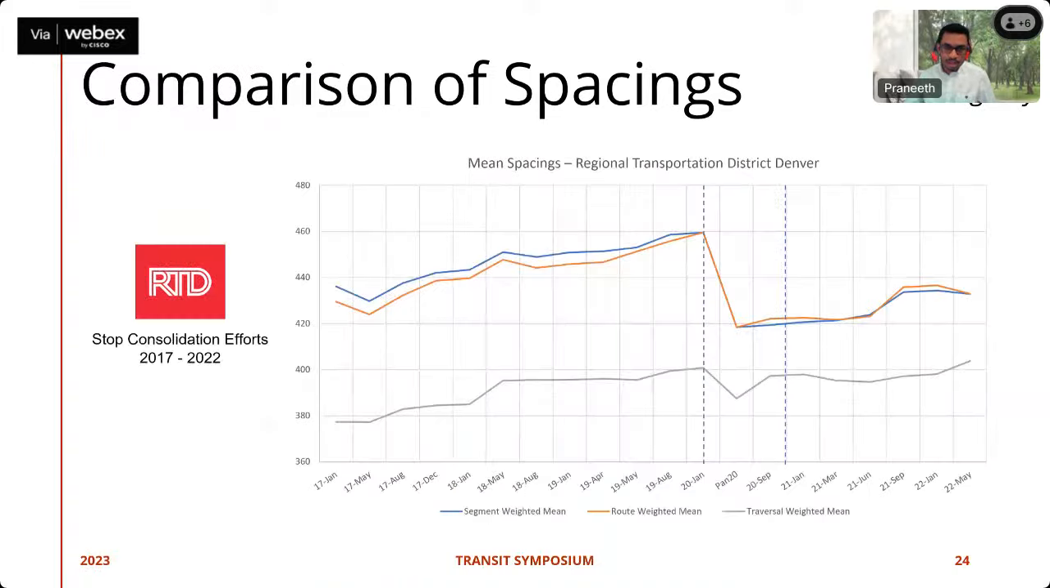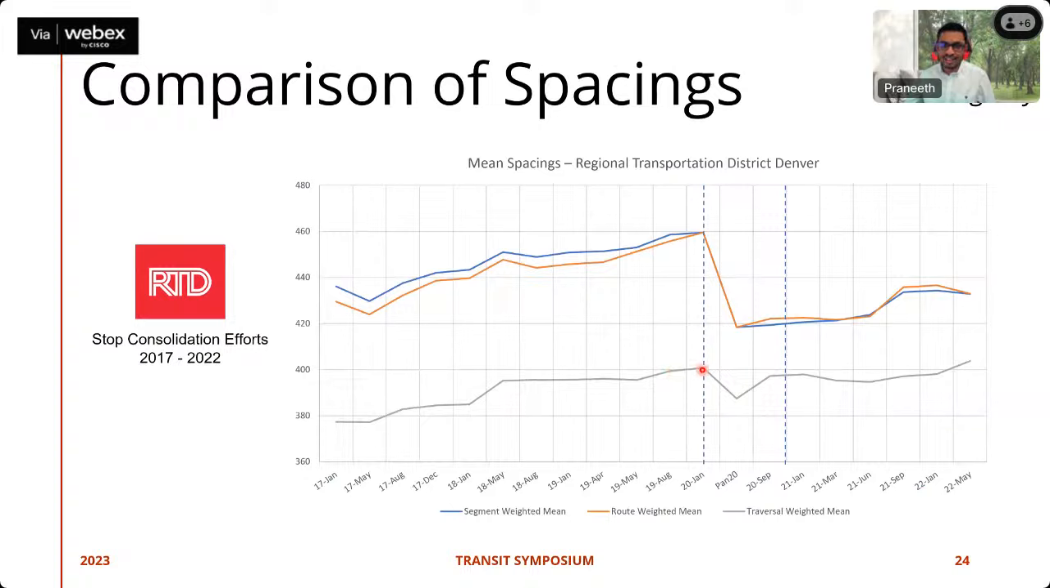So there's also a different level of comparison of spacings that one can do. Here's an example of how the stop spacings within a particular agency could be tracked over time. RTD in Denver led stop consolidation efforts from 2017 to 2022. As a result of that, you can see that the stop spacings have increased from Jan 2017 up until Jan 2020, which was when COVID hit, and RTD ended up removing some of its routes in suburban areas, due to which the average spacing has reduced. And then eventually with more consolidation efforts, they have reached their target of 400 meters.